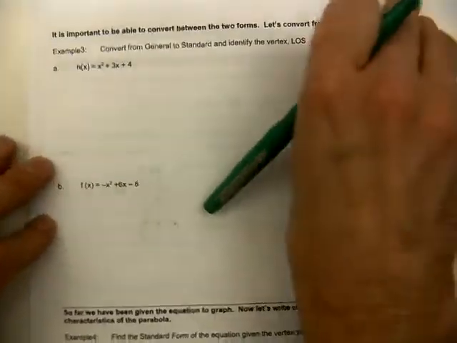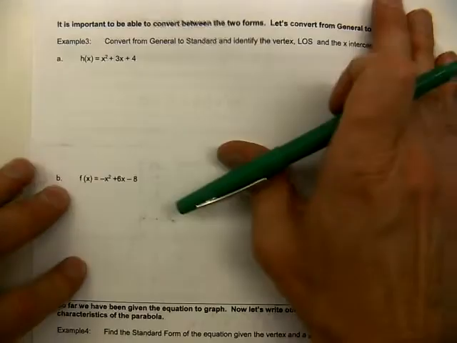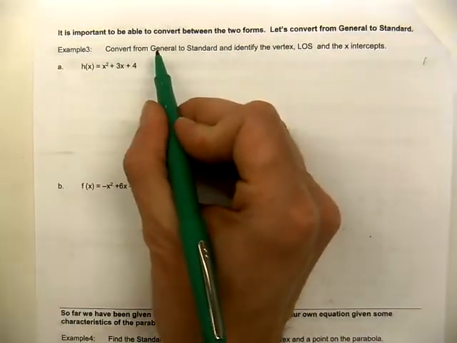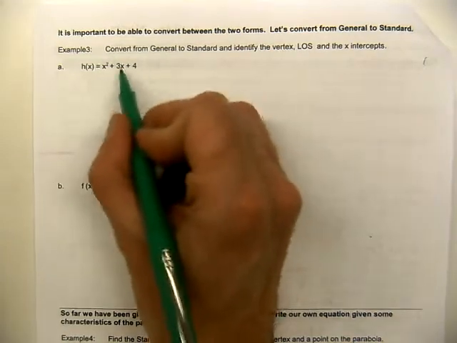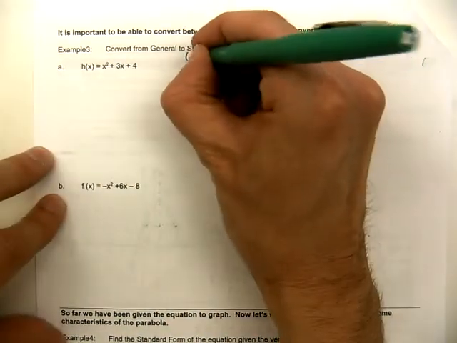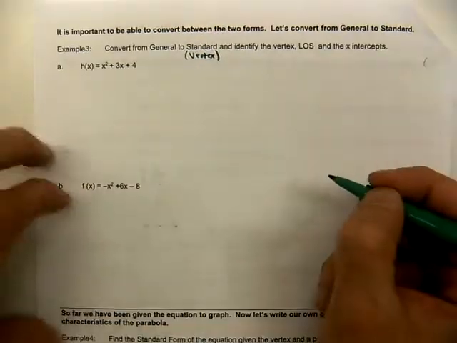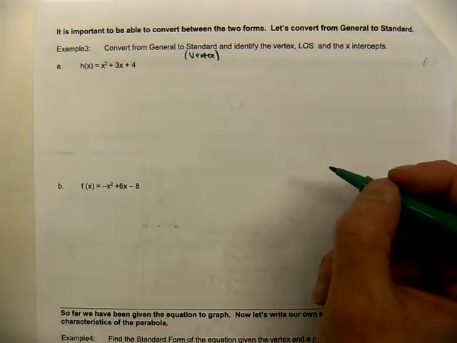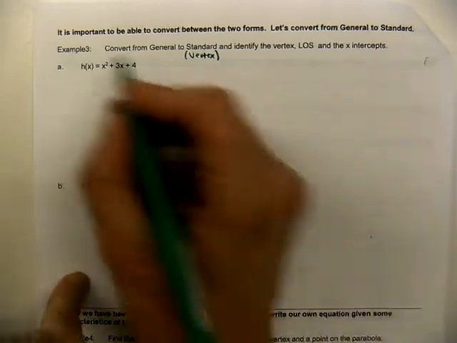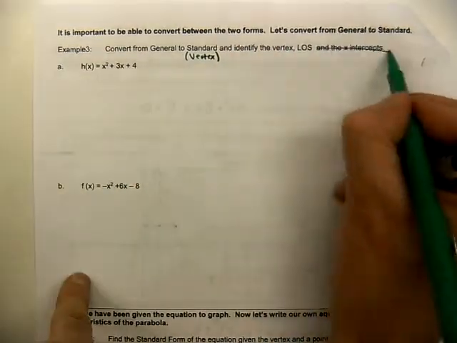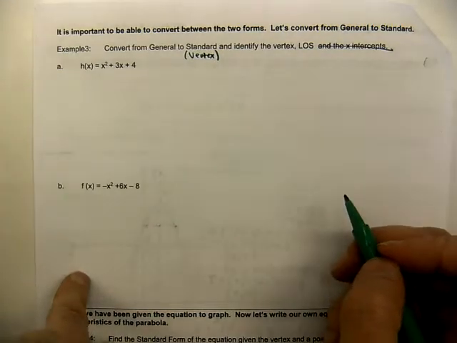In example number 3, we're going to convert from one form to the other. And we're going to convert from general form, that's what we have here, to standard form. Again, that's what I like to call the vertex form. That's the one with the H and the K. And I'm going to use these examples here to really just focus on the conversion. We'll identify the vertex, but I'm not going to find those X-intercepts. We did that on page 1.